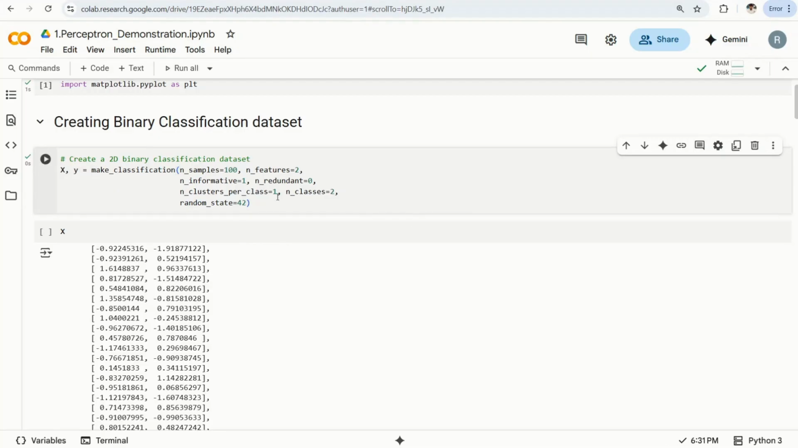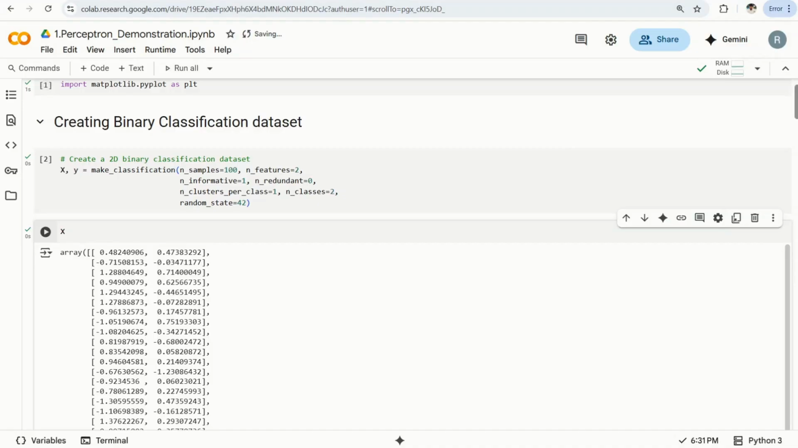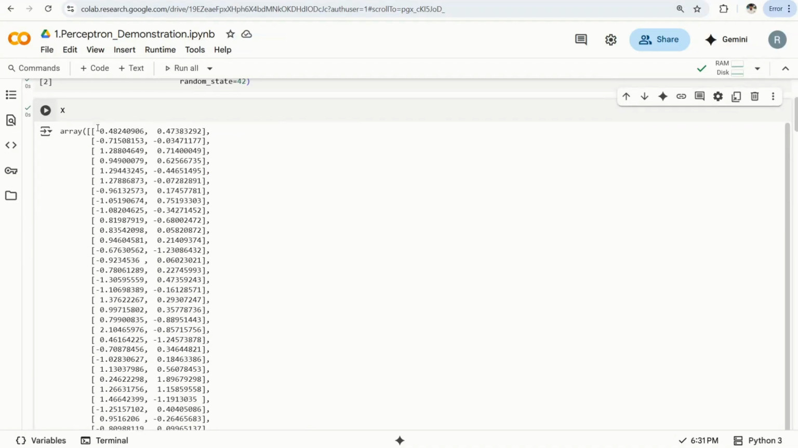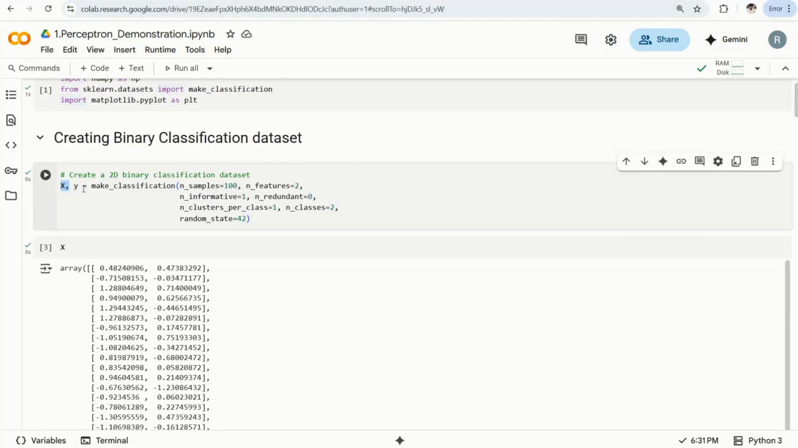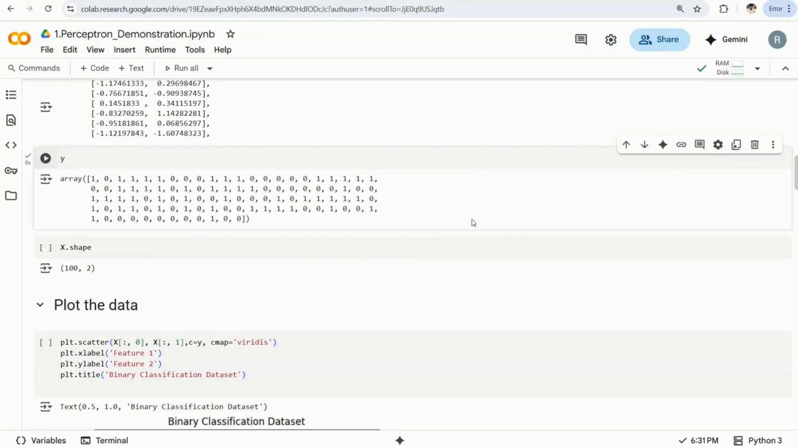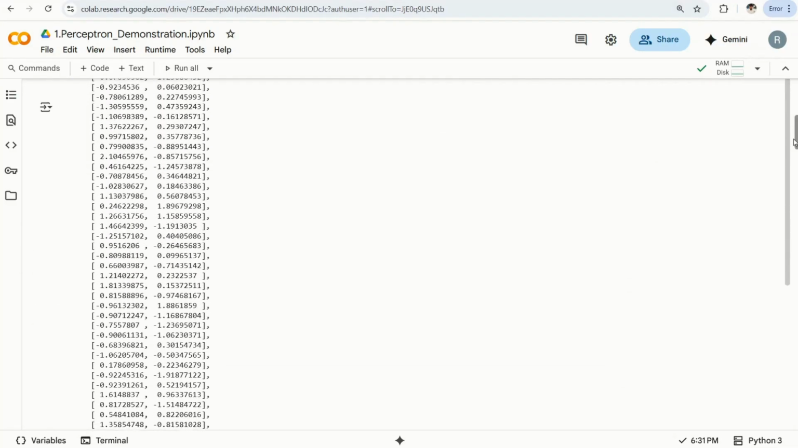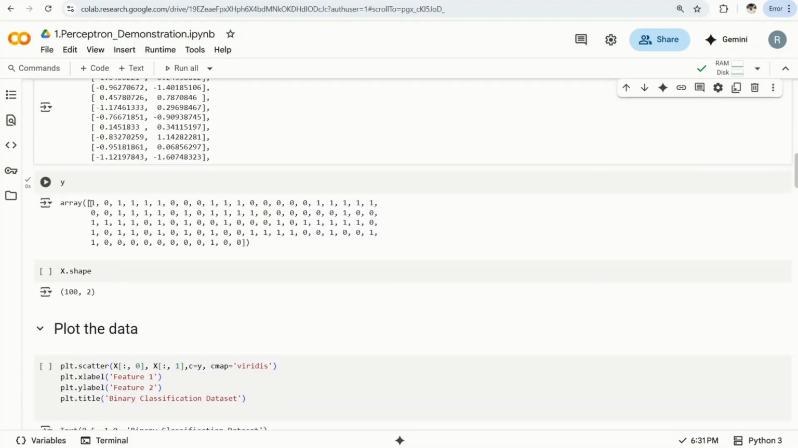If I run this, you can see that this is my x, my features, this is the x1 feature and this is the x2, and for every x1, x2, I have a corresponding label. So x is the features and y is the label. This is my y. For this pair of x1 and x2, what is my actual value? My label is equal to 1, which means purchase did not happen.